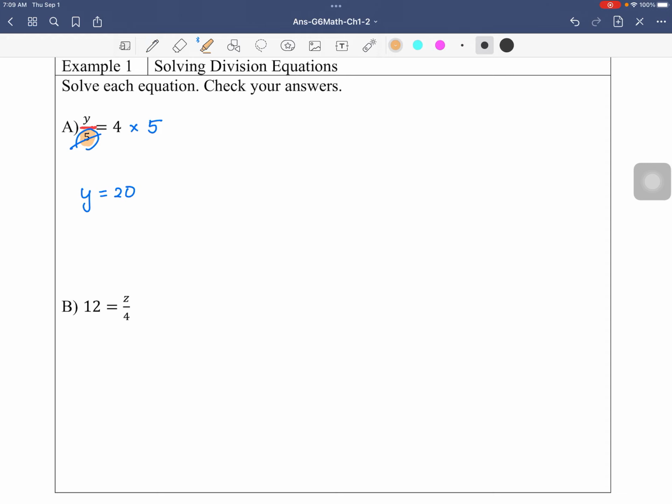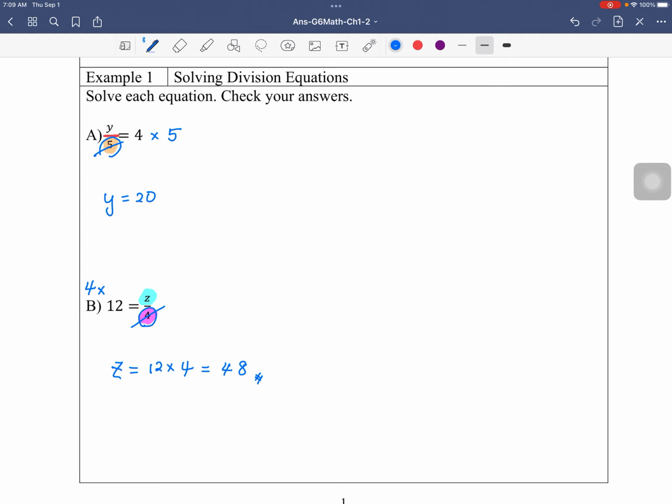Now I have z as my variable and I have 4 in the bottom. Therefore I move it to the left side and it becomes multiplication. So z equals 12 times 4, which equals 48. So 48 is the solution of z.